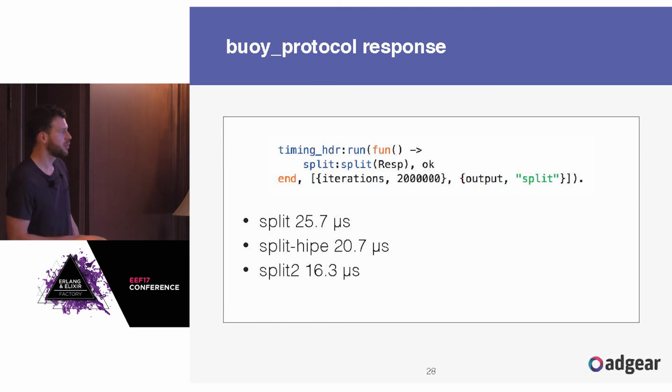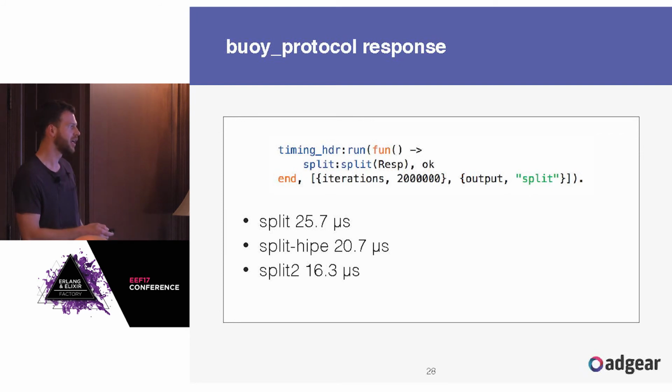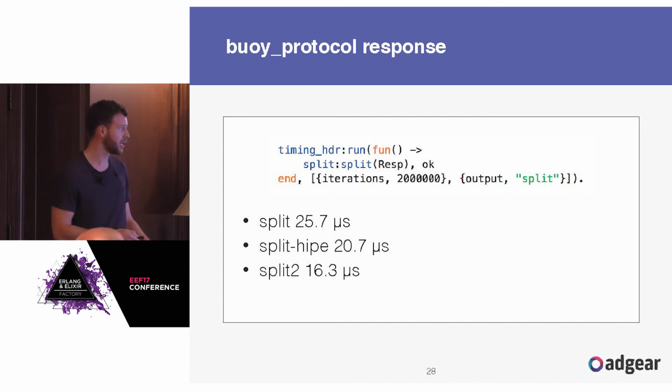Yeah, the split with hype. Yeah, this is wrong. Should be, OK, so split 2 should be 16. So the fastest is binary split. Split with hype is a little bit slower, and split is much slower. I'll fix these numbers after, but I'll talk also about timing HDR.